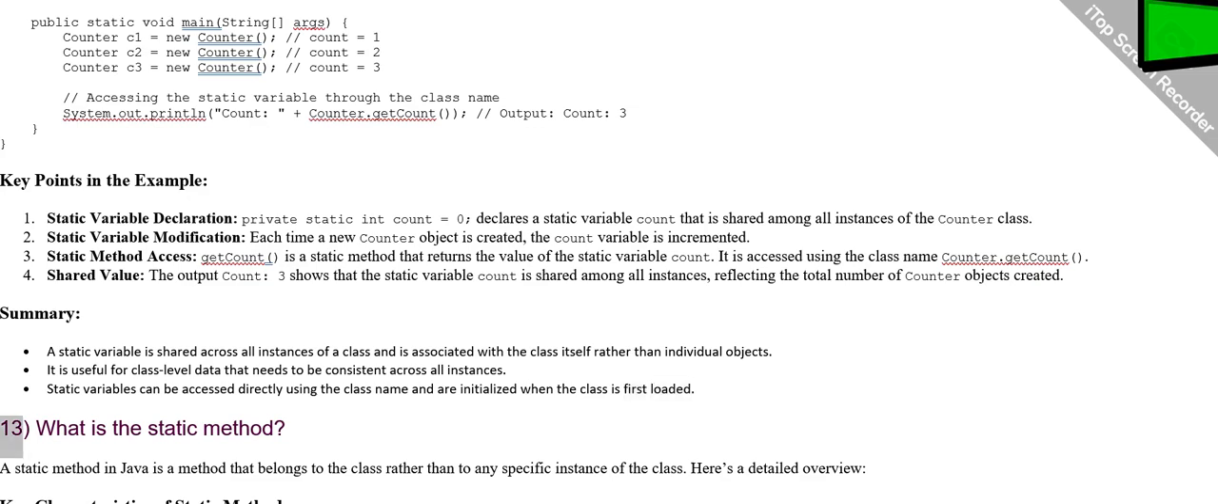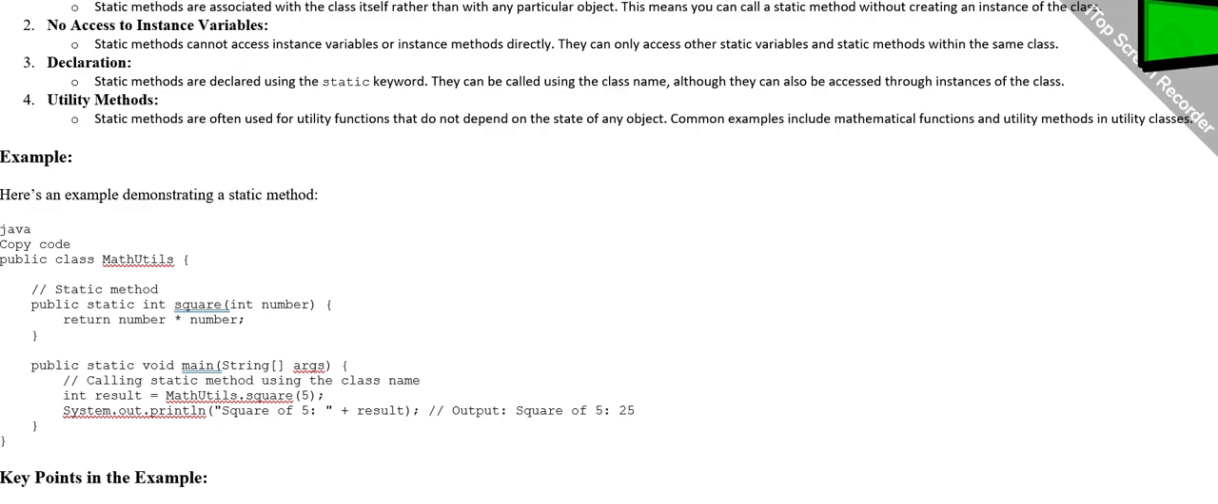13. What is the static method? A static method in Java is a method that belongs to the class rather than to any specific instance of the class. Here's a detailed overview. Key characteristics of static methods.